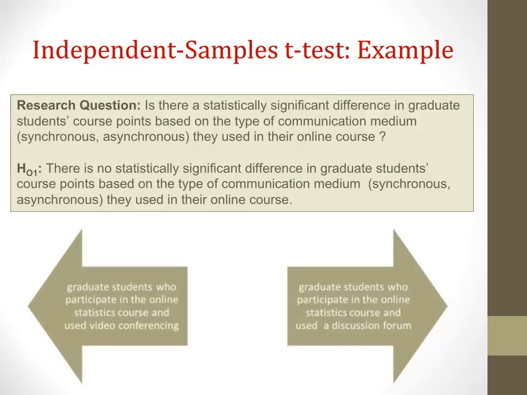Again, here we see, because the educational researcher is comparing two groups, the group that's using discussion board versus the group that's using video conferencing, and comparing the difference between those groups on one dependent variable, the correct procedure here again is the t-test for independent means.